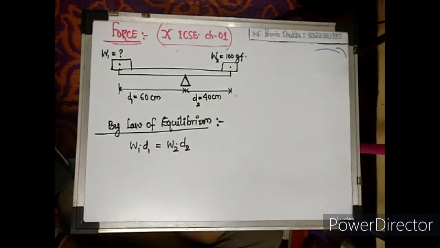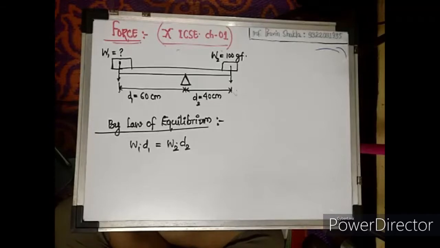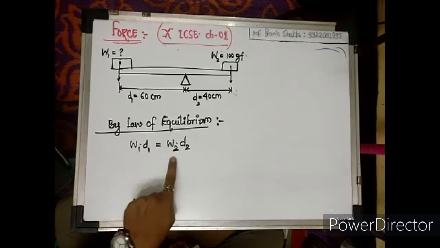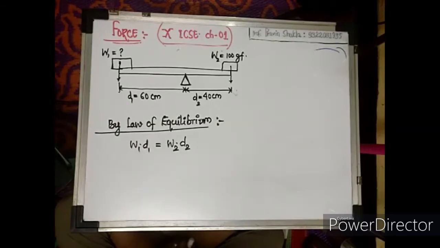Okay, so this is what we have by the law of equilibrium. Now one question: why is W1 still given? Because W1 is a force acting downwards. W2 is also a force. So this is what we can consider properly, right? So we will substitute the formula and get the answer.